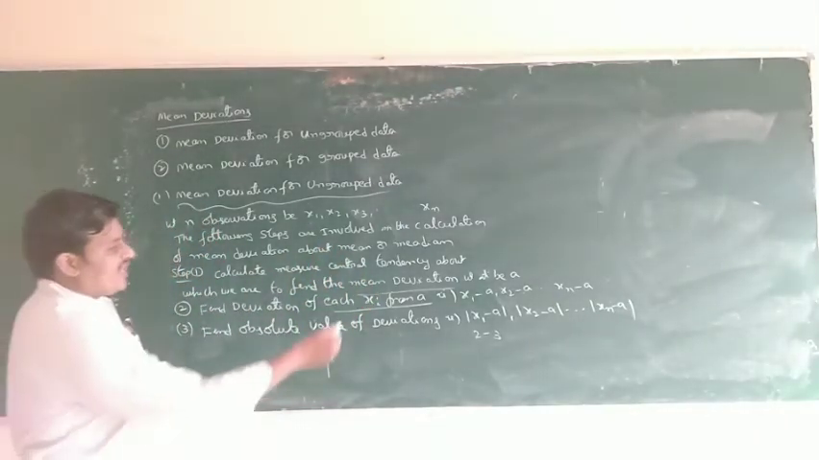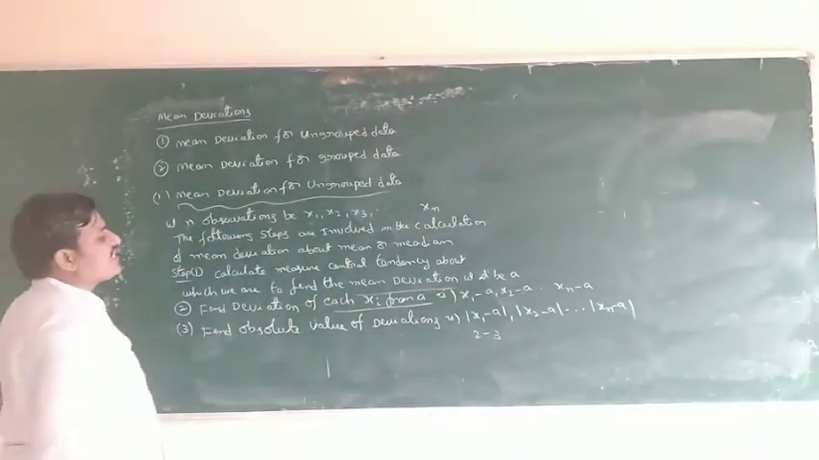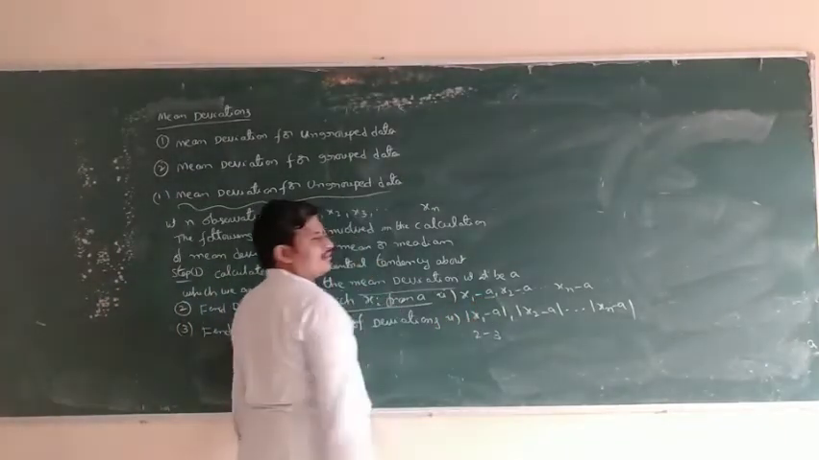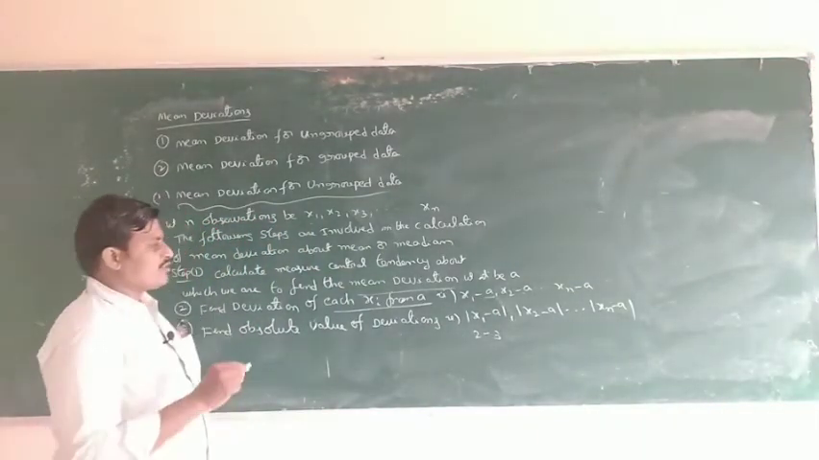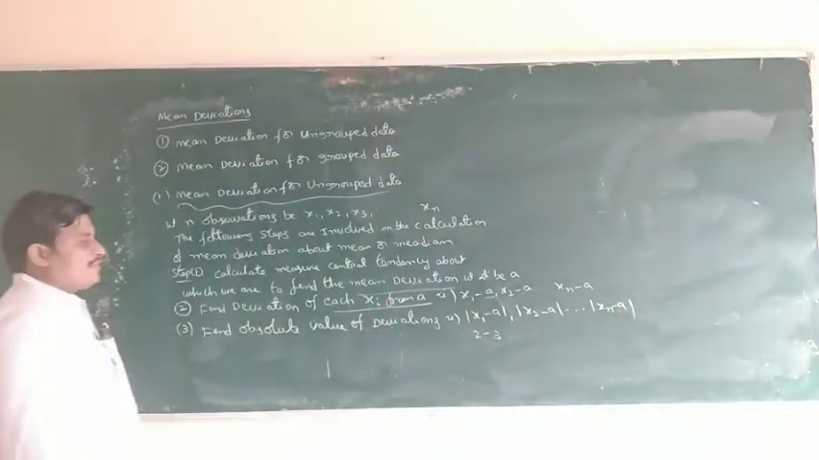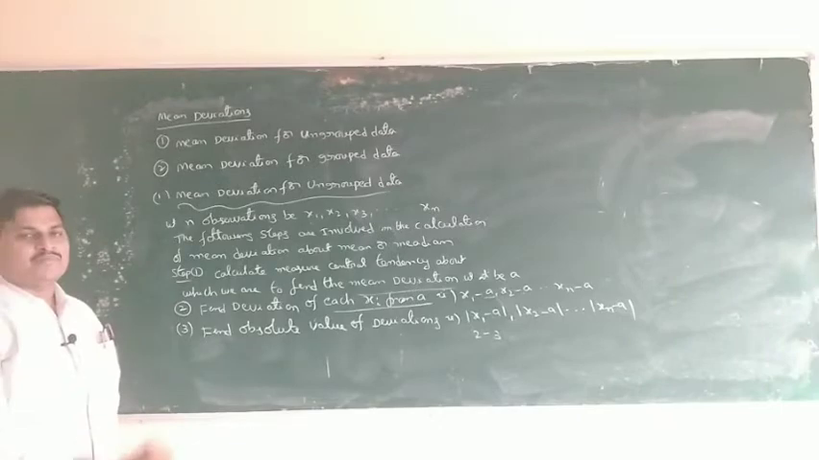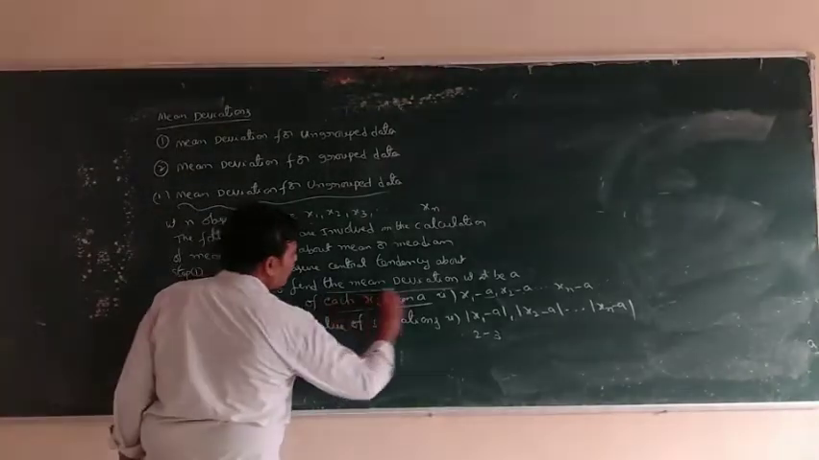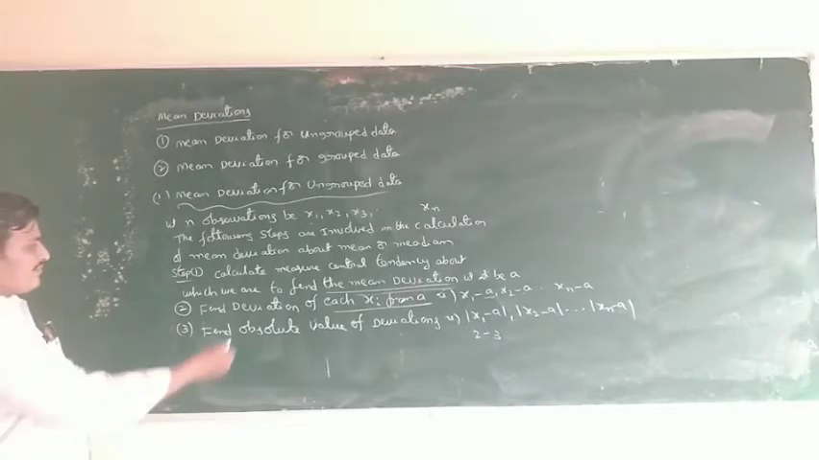Take the median as A, for example. Next, find the deviation of each xi from A, so x1 minus A, where A is equal to the median, that is x1 minus M, x2 minus M. And find the absolute values of the deviations. So in the procedure for mean deviation about mean, first we have to calculate the mean. Okay, this is the procedure.